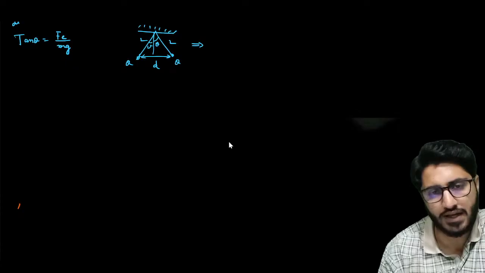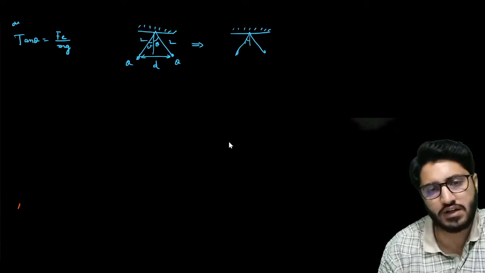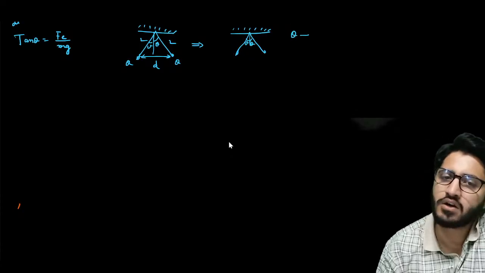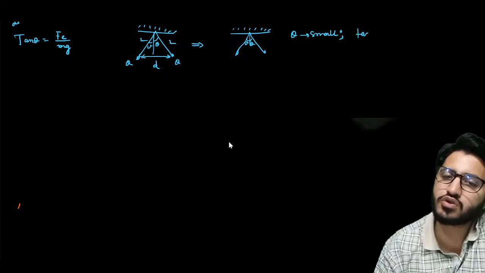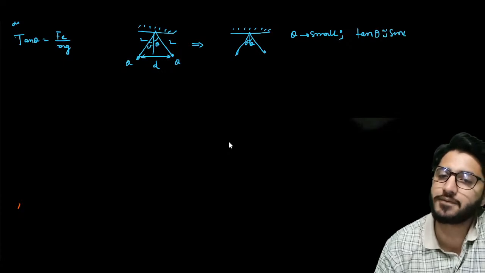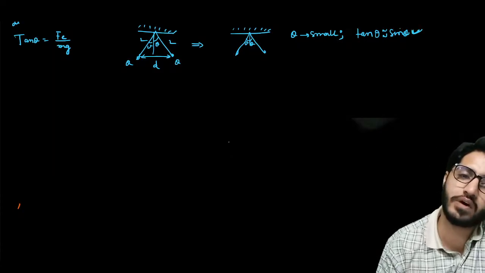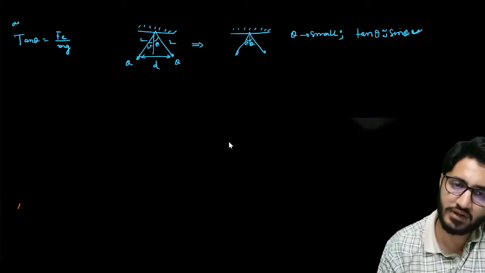Now, after some particular time, they are coming closer to each other. Now, this theta is small. We know that if theta is small, we can use the small angle approximation, which states that tan theta is approximately equal to sine theta. We know these things from basic mathematics.